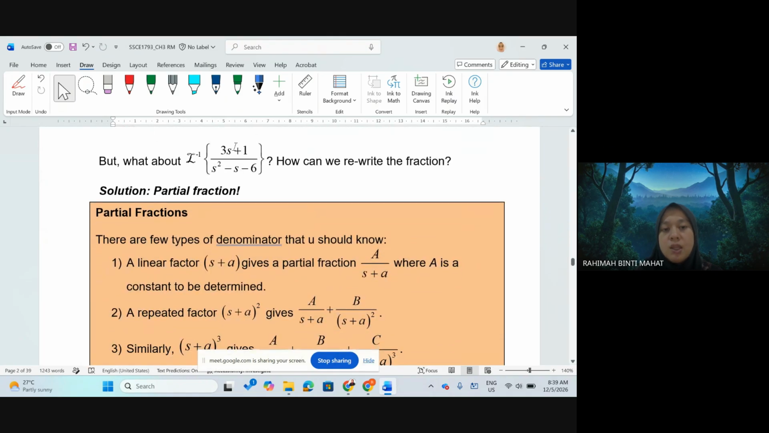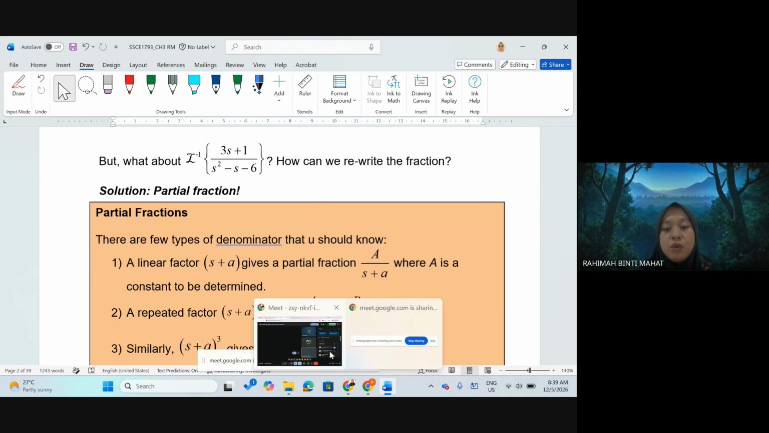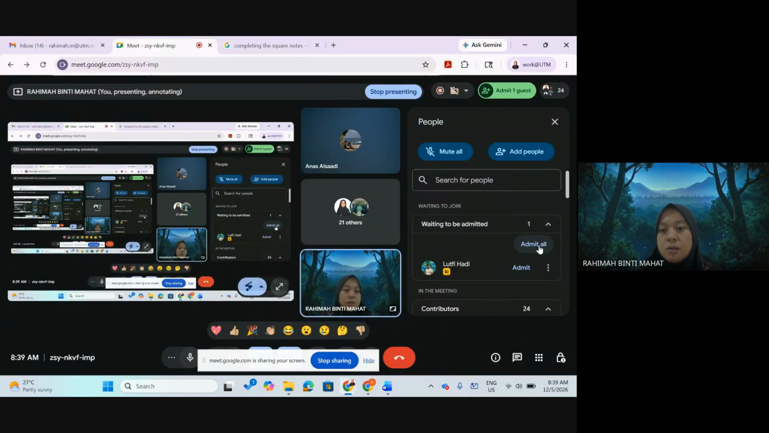So for this one, there is no general form. It does not follow any general form in the formula. Is there any? Okay, wait.